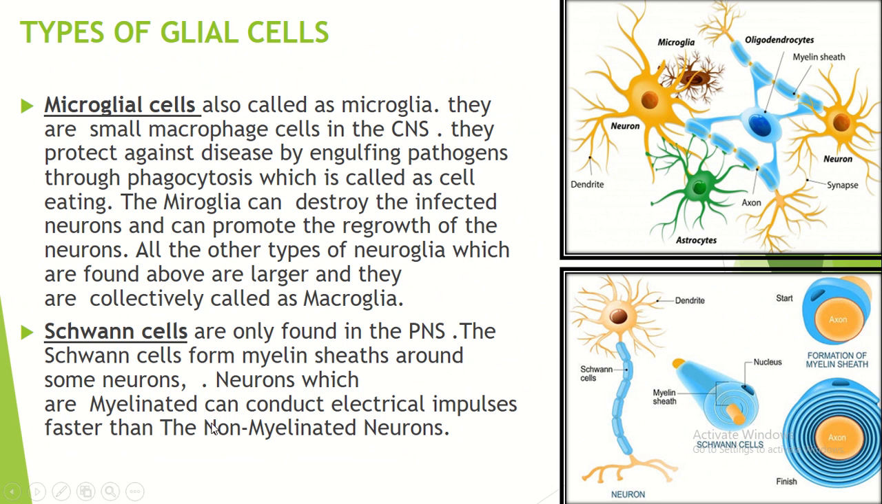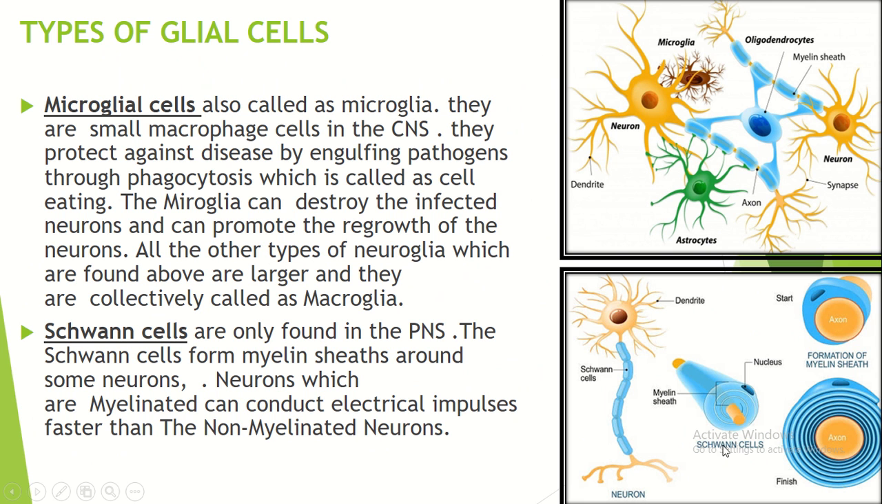Neurons which are myelinated can conduct electrical impulses faster than the non-myelinated. Whatever neurons have this myelin sheath transmit electrical impulses faster than the non-myelinated, which do not have the myelin sheath. Here what you see is the Schwann cell present in the myelin sheath. This is the complete structure of the myelin sheath.